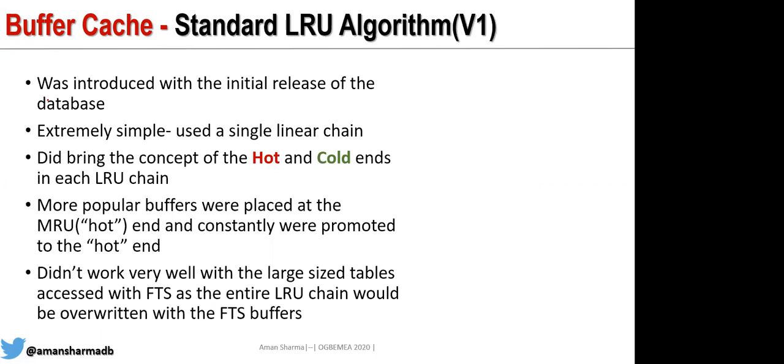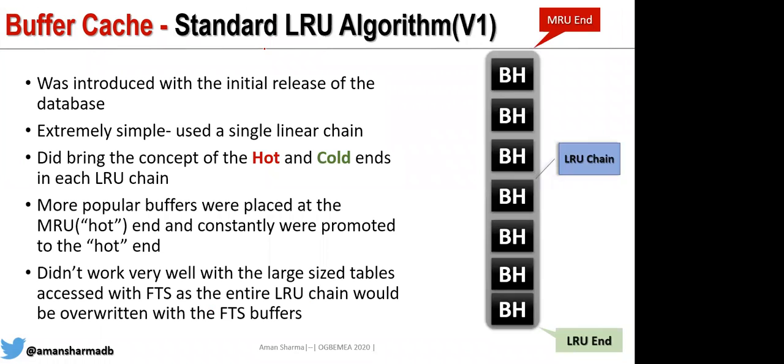Now, what is an LRU algorithm in brief? It's a big linked list, and the same way the buffer cache was maintained in the past, or you can say in the original release of the database. It's a single chain, and this chain is going to have two ends, a hot end and a cold end. And this is the representation which is still very popular in many classes for DBAs, where the basics are taught for the database buffer cache. And it is still true.